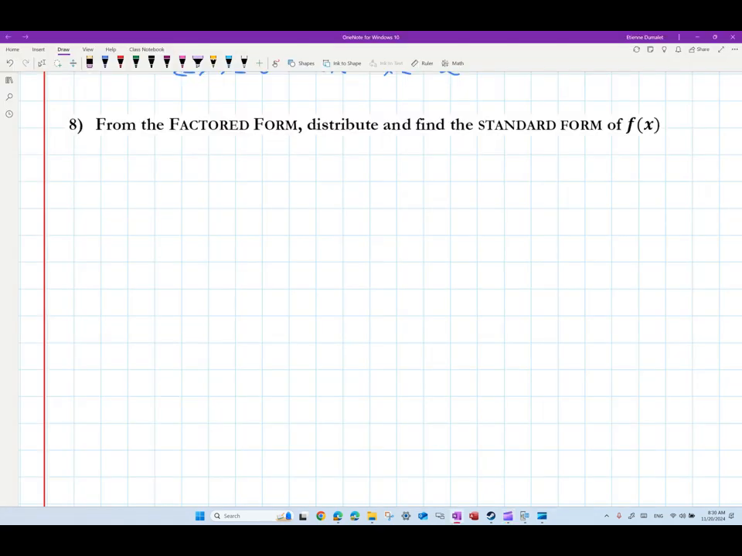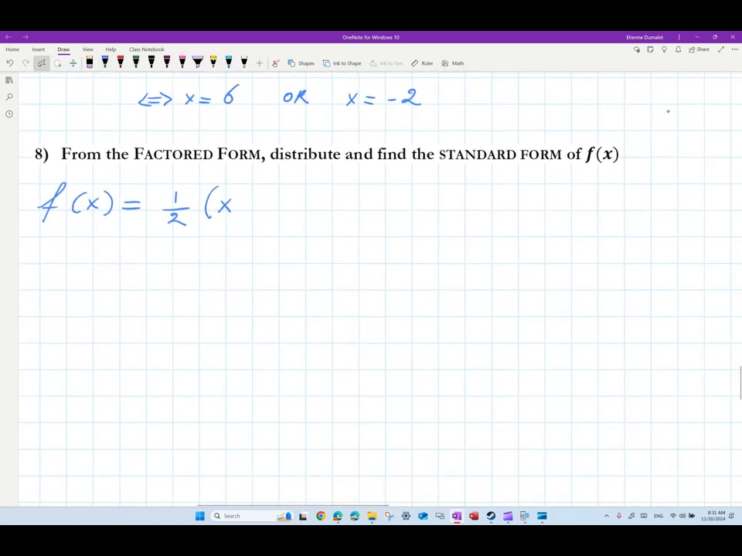Now question number 8. From the factored form, distribute and find the standard form. So I'll have f of x equals, so the factored form is 1/2 times x minus 6 times x plus 2.